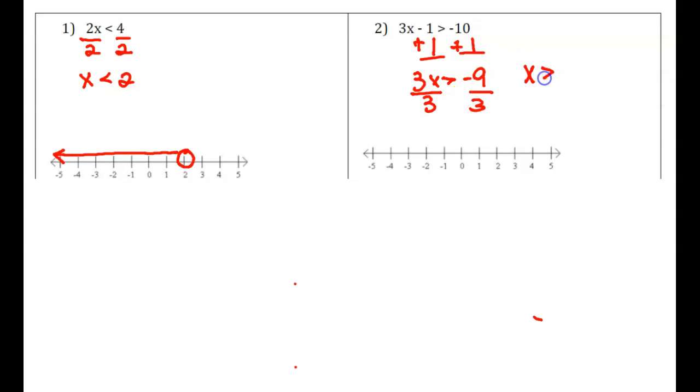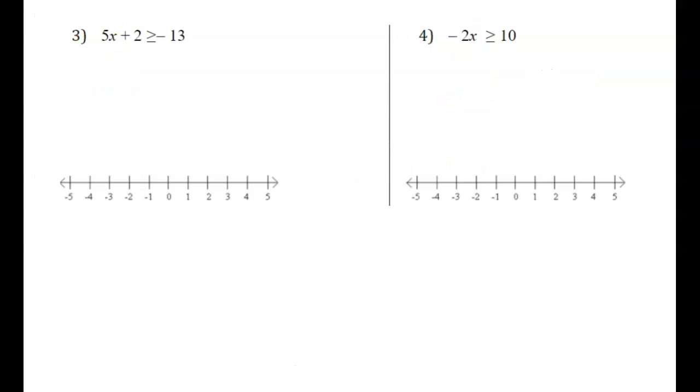Our x is going to be greater than negative 3. Okay, so x is greater than negative 3 means we put our open circle at negative 3 and we do everything to the right, or greater than. Okay, at any time I want you to pause the video, try some, and then continue on and check your work. All right, so number 3, I'm going to start by subtracting 2 from both sides.